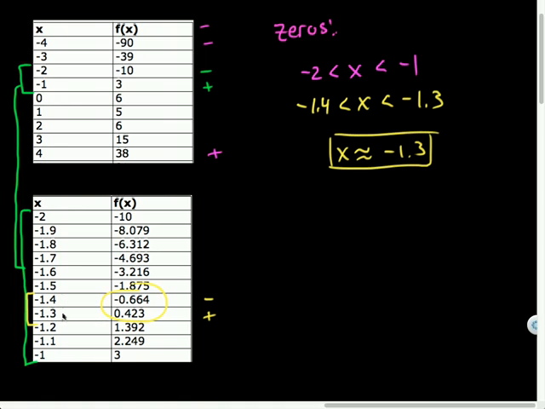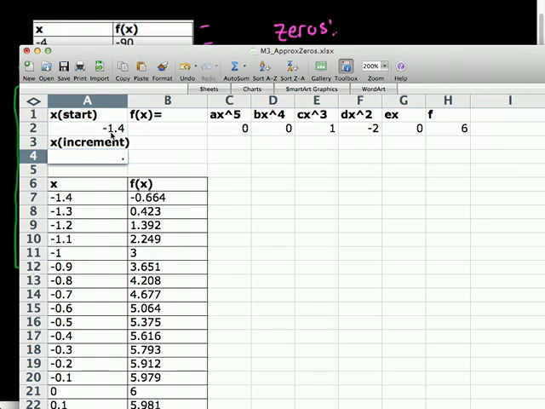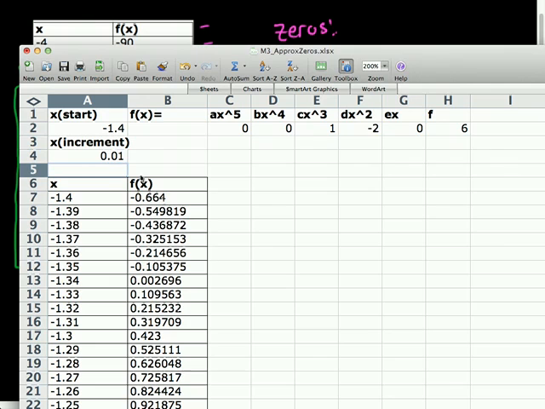Technically, I could zoom in even further. Just for funsies, let's do this. So from negative 1.4, let's count by 0.01s. And look, I could zoom in even more and analyze it. It looks like it happens somewhere around negative 1.34. Well, actually, no, maybe 1.35. Oh, no, 1.34. This is way closer to 0 than that is. So yeah, around negative 1.34 is where my 0 is likely to occur there.